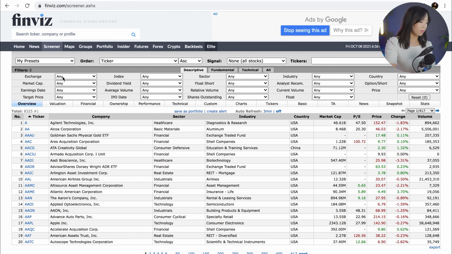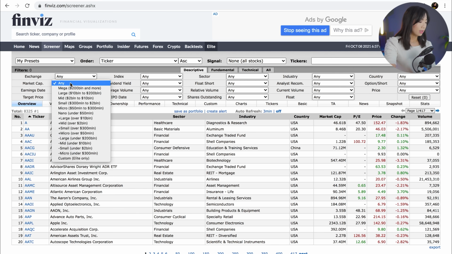So over here, I always start from the descriptive filters. I leave exchange blank because I like to scan for NASDAQ, NYSE, and the AMEX. I don't discriminate. For market cap, I would prefer to scan for stocks that are under 2 billion market cap. I like to separate the small cap scans and the large cap scans. For this example, let's go ahead with the small cap scans. So I'm going to select small, under 2 billion market cap.